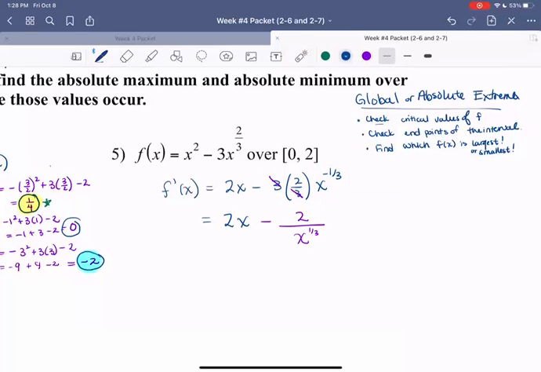Now let's check. Is our graph ever undefined? By graph, I mean function. Is our function ever undefined? Well, we have a rational part of our function, so it will be undefined whenever this denominator is 0. When will x to the 1/3 be 0? When x is 0. So we do have a value where our derivative function is undefined, at x equals 0. So check, we did that. Now we need to find where our derivative is equal to 0, so where f prime of x is equal to 0.